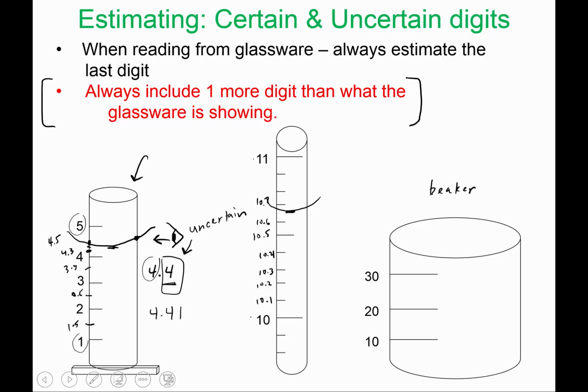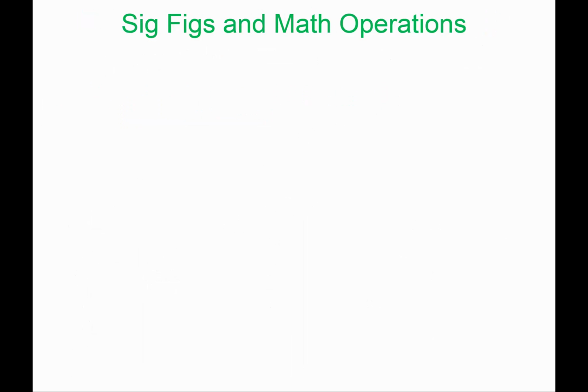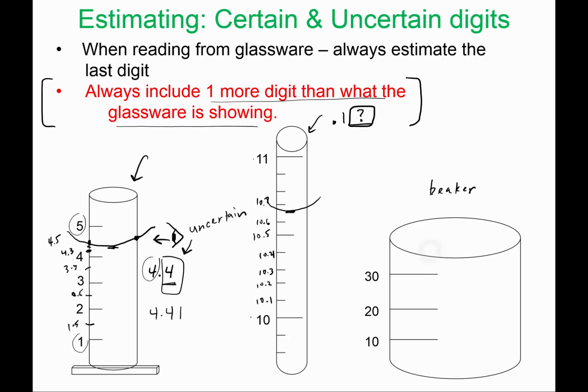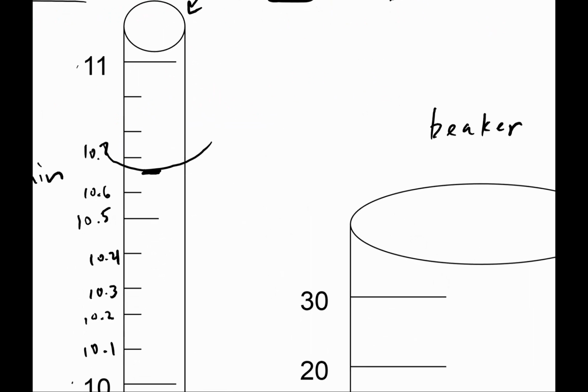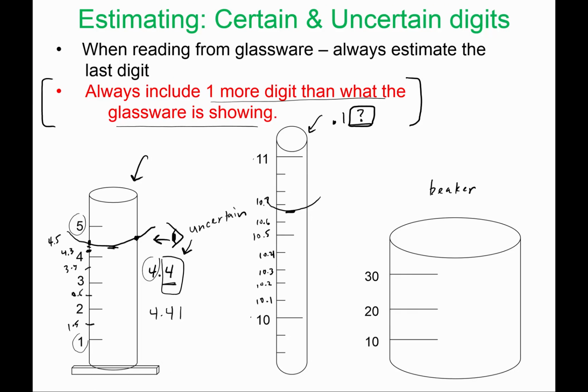So this is somewhere, and again, you could go one more digit than what the glassware is showing. So this glassware is showing the tenths. So you could go to one more digit, you could go to the hundredths, and that would be our uncertain number. So this is probably, I would say, 10.67.